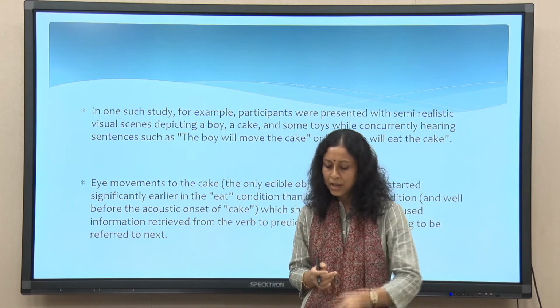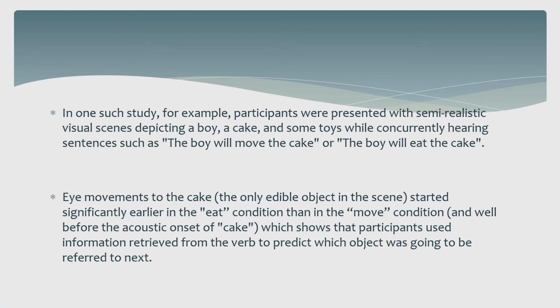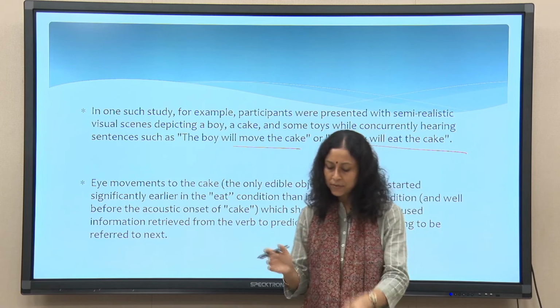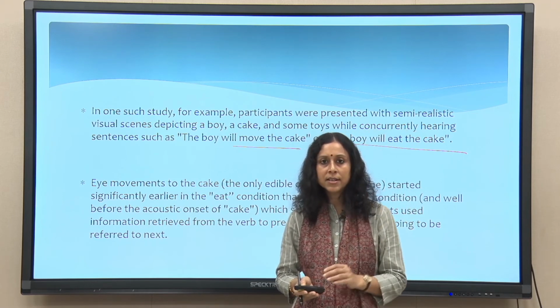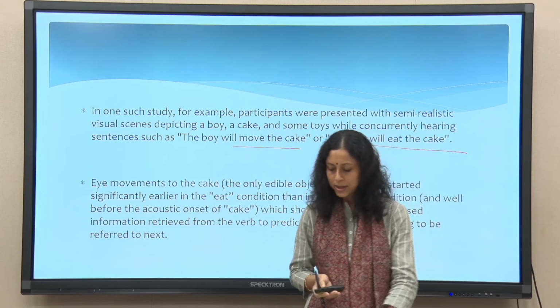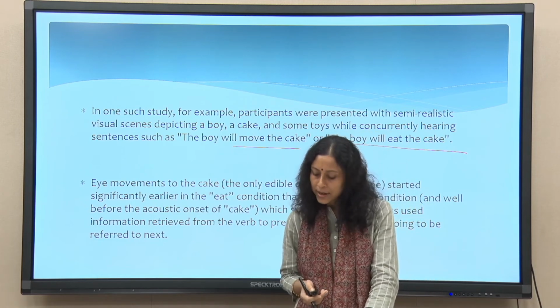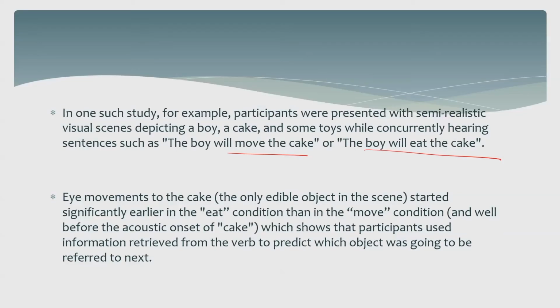In one such study, again a very well known study, participants were presented with a semi-realistic visual scene which had a boy, a cake and some toys. This was the visual display, while they heard a sentence like the boy will move the cake or the boy will eat the cake. As they were listening to the sentence, eye movements were recorded. What do we find? How do we find the pattern of eye movement? The eye movements to the cake started significantly earlier in the eat condition compared to the move condition.